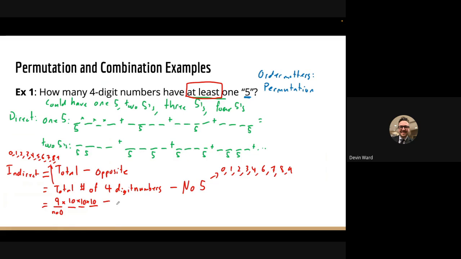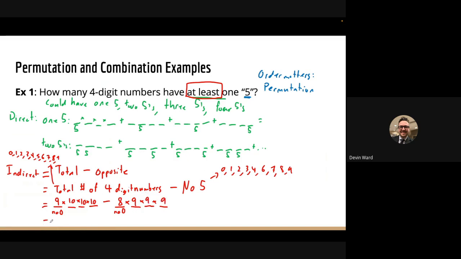Now, it's going to be similar when we don't have a 5. We can't have 0 here, and we also can't have 5. So we're down to 8 potential options for that one. And then our remaining 3 slots could be any number of these 9. So we have 9 options, 9 options, and 9 options there.